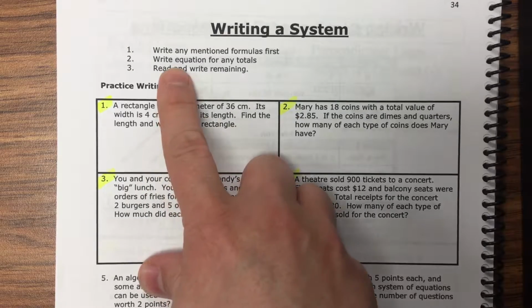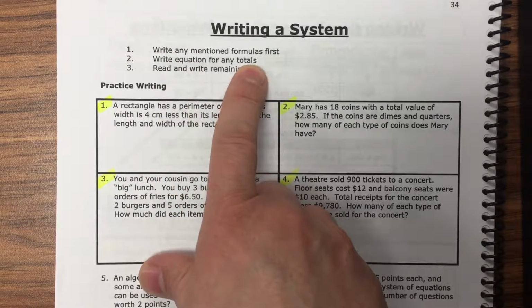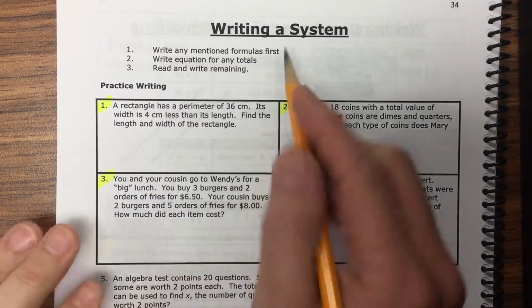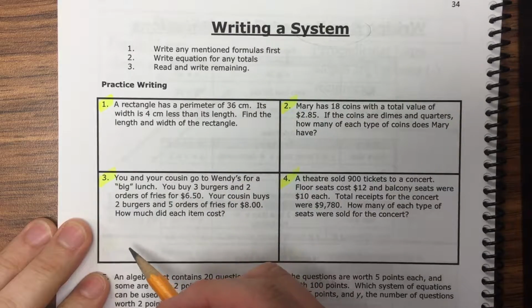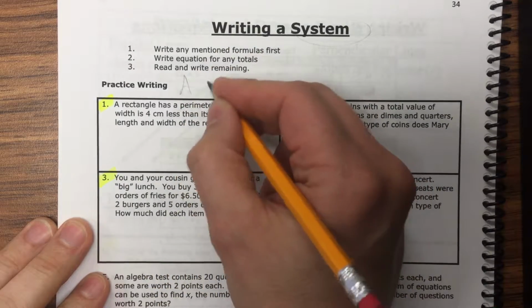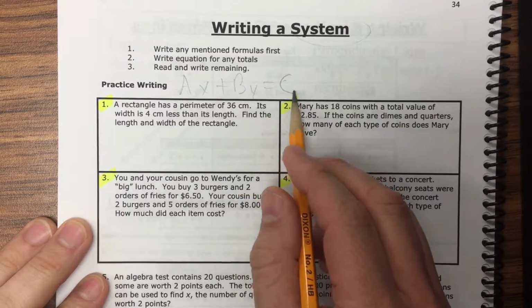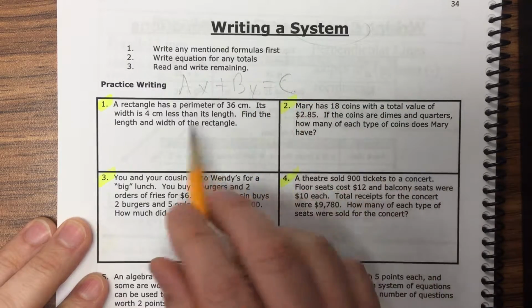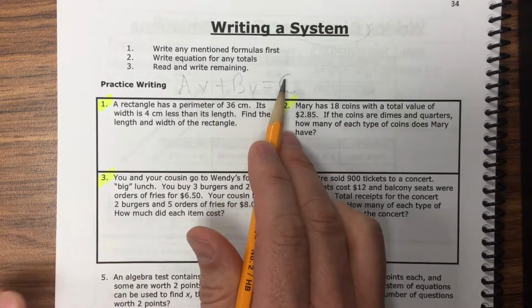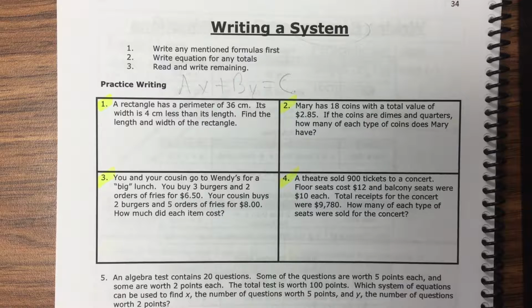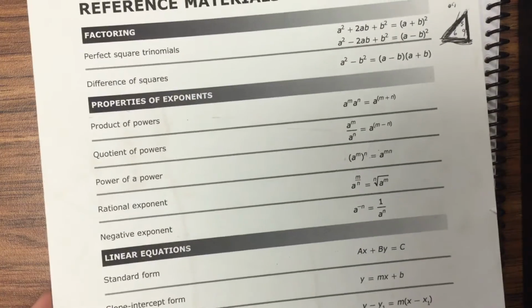Okay? Secondly, write the equation for any totals. There's lots of totals, total amounts, when you're dealing with systems. Okay? It's always going to be something like this. The total will be over here in the value of C. Notice this is a standard form linear equation. You see these right on your EOC formula chart. Okay? Standard form linear equations are used a lot in systems.